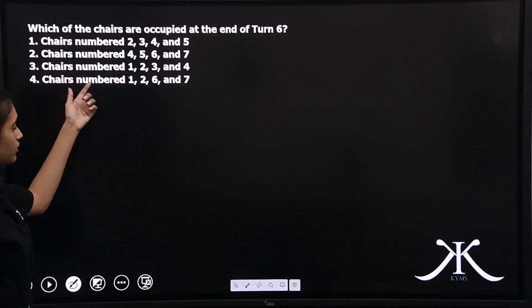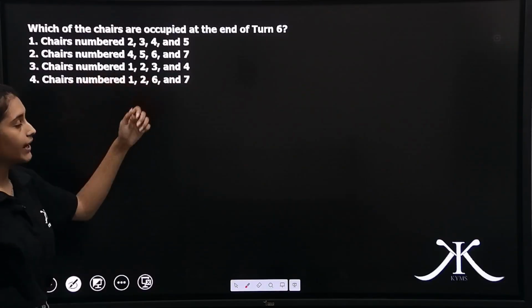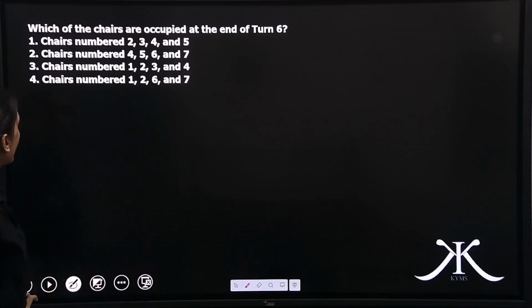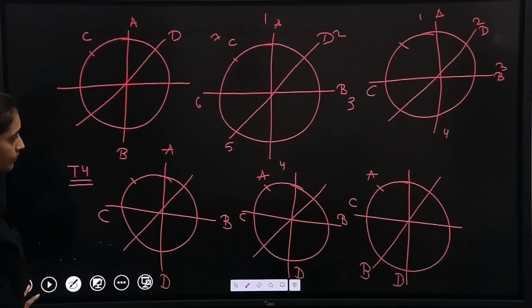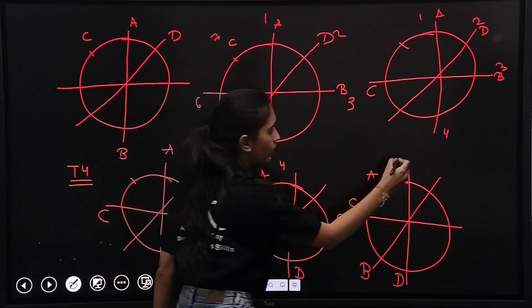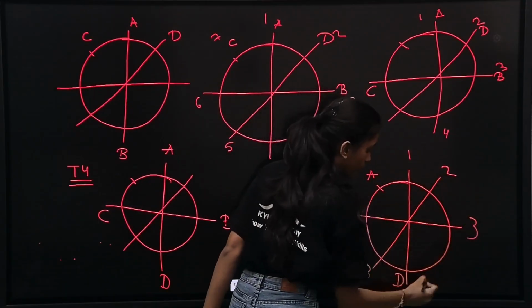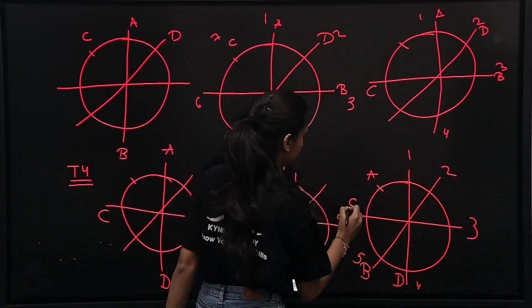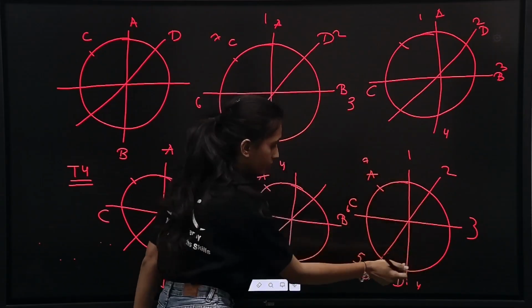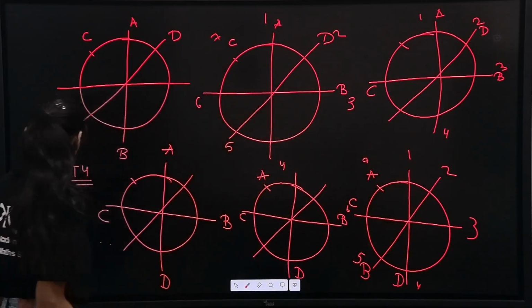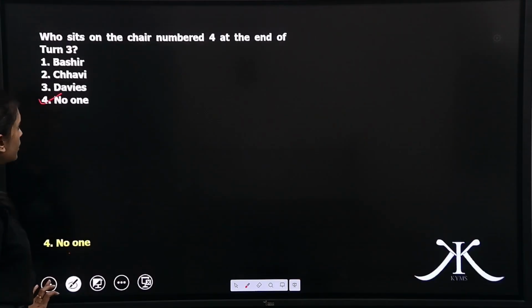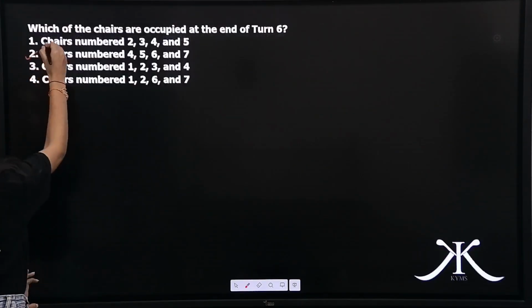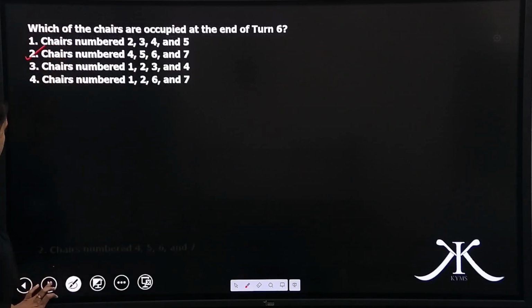Which of the chairs are occupied at the end of turn 6? At the end of turn 6, which chairs are occupied? 1, 2, 3, 4, 5, 6, 7. So 4, 5, 6 and 7 are the chairs that are occupied at the end of turn 6. So option 2 is the answer.